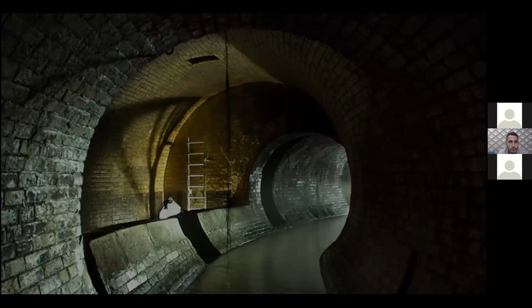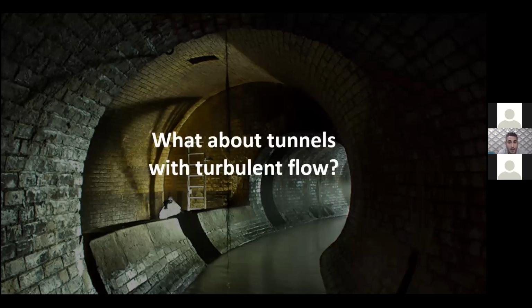It was all very well producing 3D maps of dry tunnels with wheeled robots, but most large critical assets have flow in them, and sometimes it can even be turbulent conditions with fast flow of water or wastewater. This presents a very different challenge to mobile LIDAR mapping. So, what about tunnels with turbulent flow?